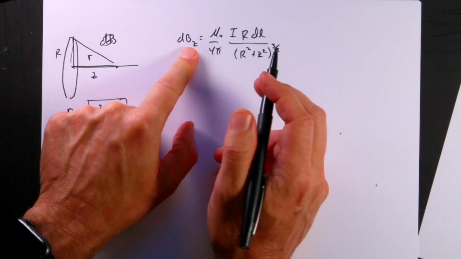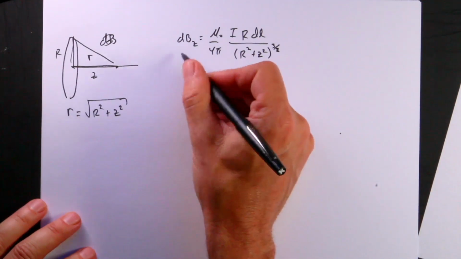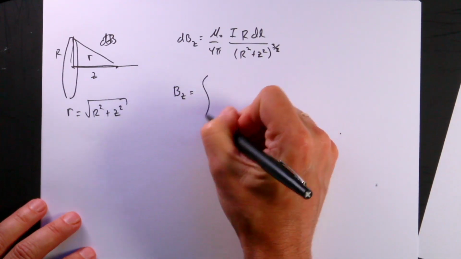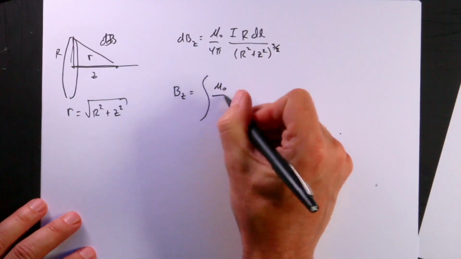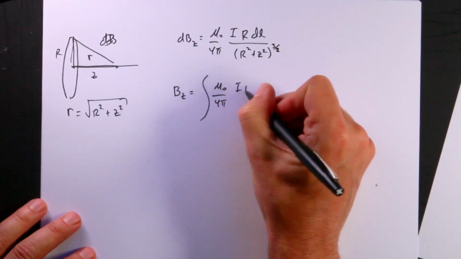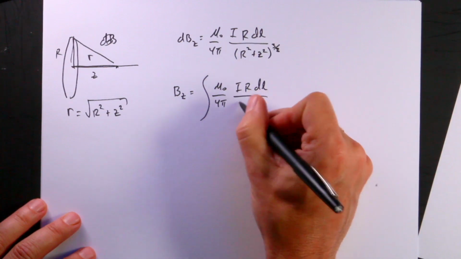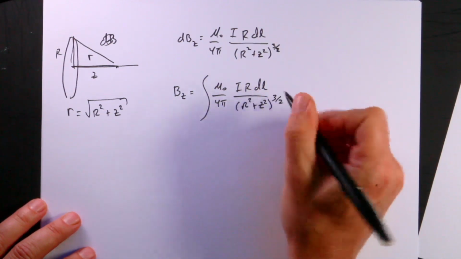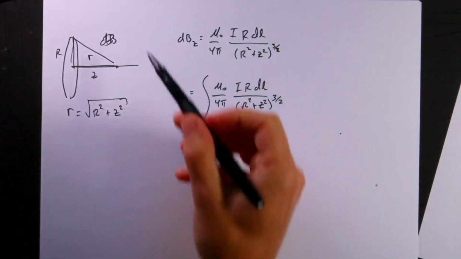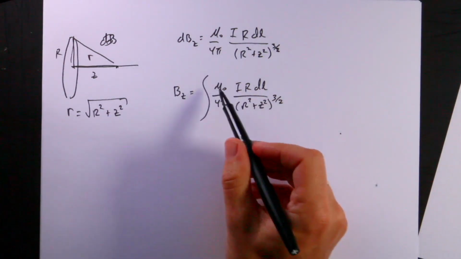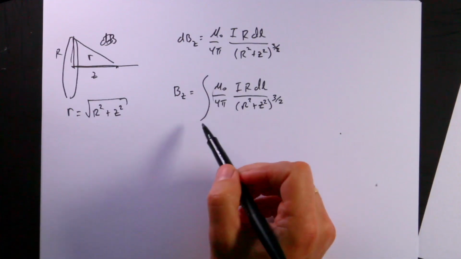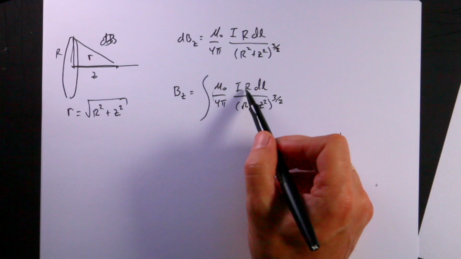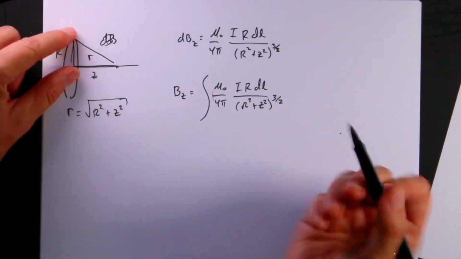Now I need to find the contribution to all pieces. So I'm going to integrate both sides. So I get Bz is going to be the integral of mu naught over 4 pi I r dl over r squared plus z squared to the 3/2. Now, what changes as I move around this loop? Well, this constant doesn't change. I haven't put the limits of integration on purpose, because we don't need to. R doesn't change. That's the radius of the loop.